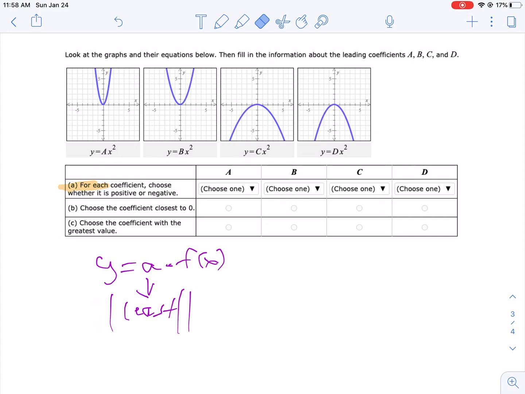I don't know why I put 2 there. So we look at which one of these graphs opens up the widest. Well, that would be graph C, wouldn't it? So graph C is closest to 0. Choose a coefficient with the greatest value. The greatest value is going to be positive, so it's either going to be A or B. And we know the thinner it is, the bigger the number a is. So that would be choice A.